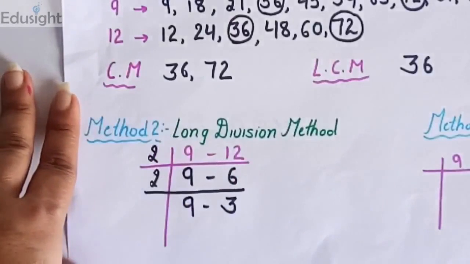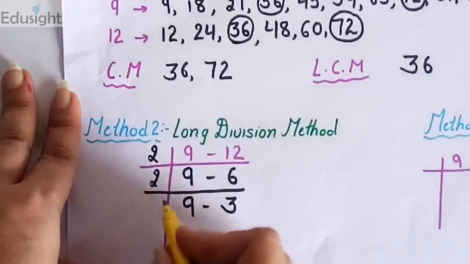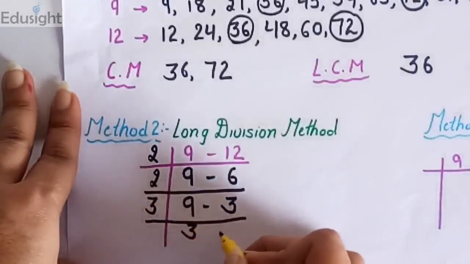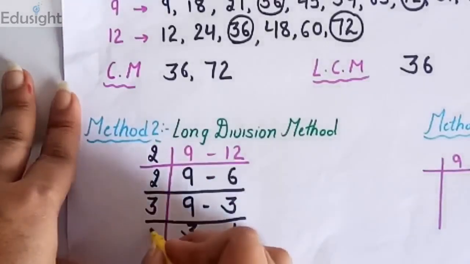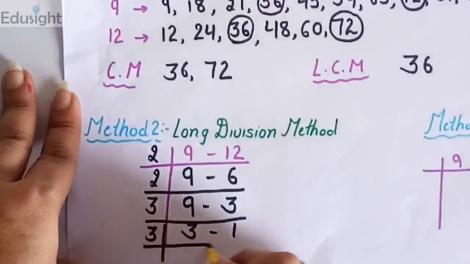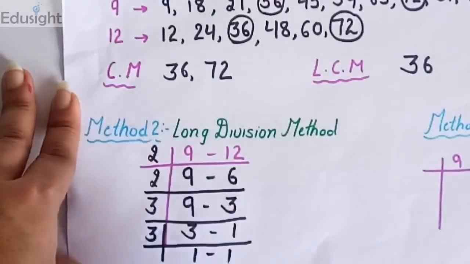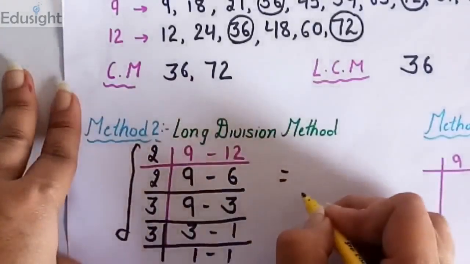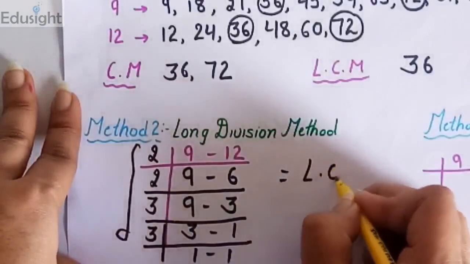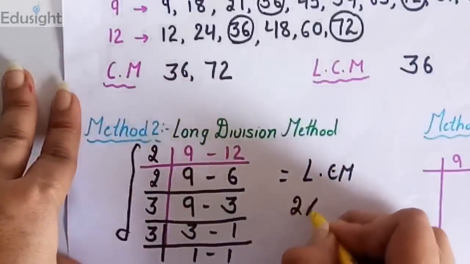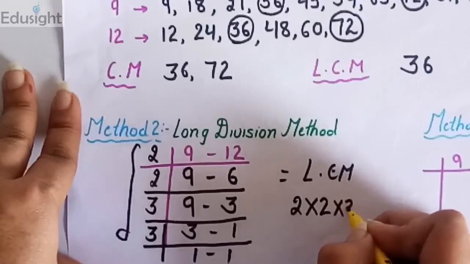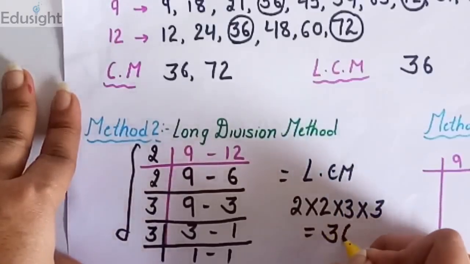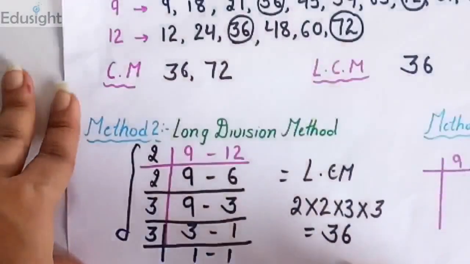Now 9 and 3 both come in 3's table. 9 divided by 3 is 3. 3 divided by 3 gets 1. Now again table of 3, 1 and 1. So now the LCM of 9 and 12 is the product of these numbers. That means LCM is equal to 2 multiplied by 2 multiplied by 3 multiplied by 3, which is equal to 36. That means the answer is the same in both cases.